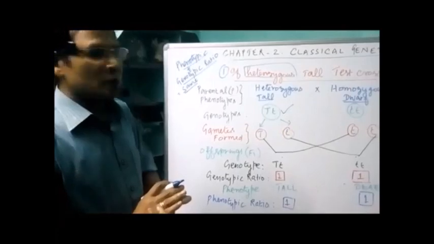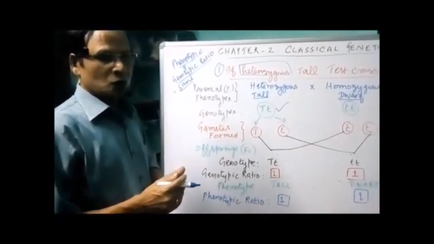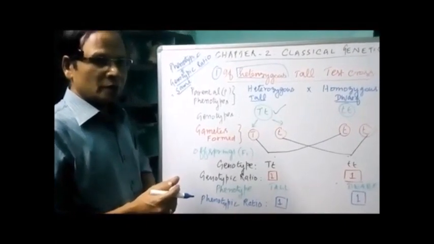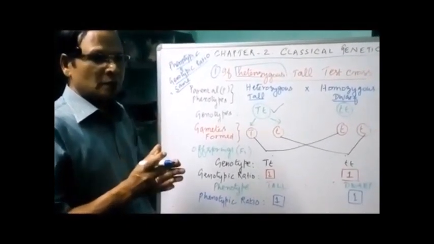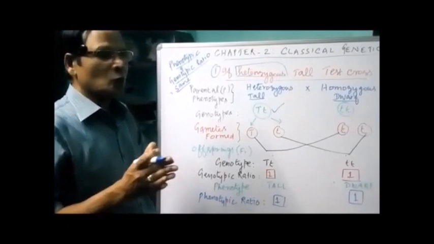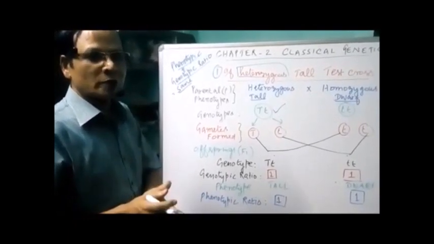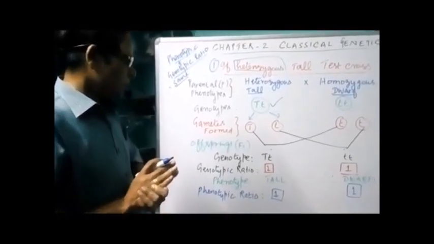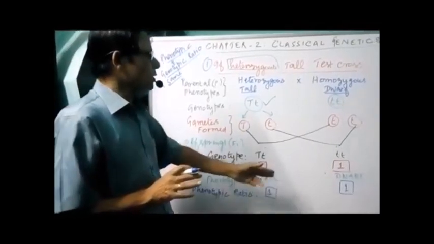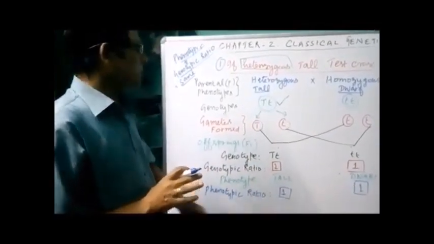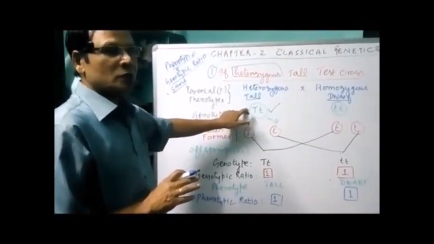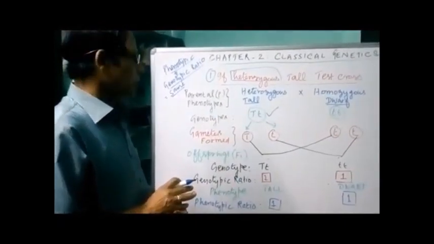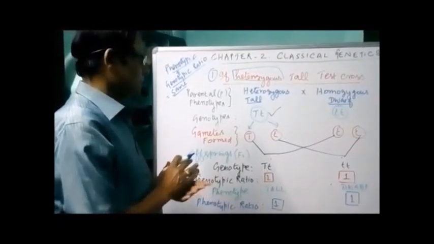Now actually, what is the importance of the test cross? The test cross is used to find out whether the dominant parent involved is homozygous dominant or heterozygous dominant. So getting the result of 1:1, one can definitely say the dominant parent involved is heterozygous dominant. So that is about the test cross.